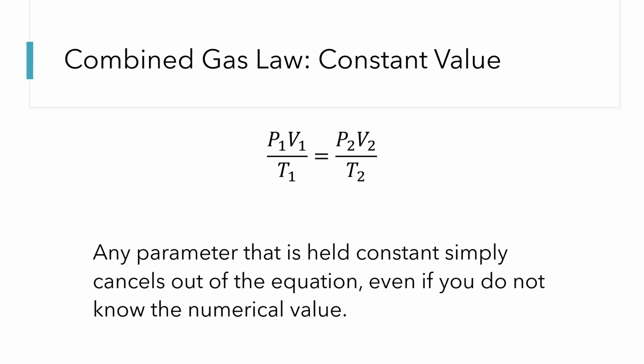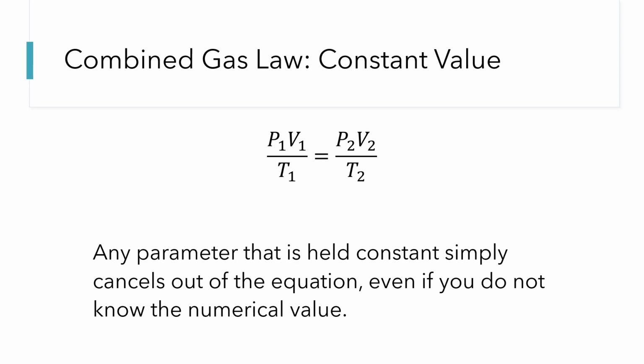Something that is very powerful about the combined gas law is that if any one of these variables is held constant, so for instance, the temperature is the same under the initial set of conditions and under the final set of conditions, it simply falls out of this equation, because if T1 equals T2, you can cancel it out on both sides. We don't even have to know what that number is.